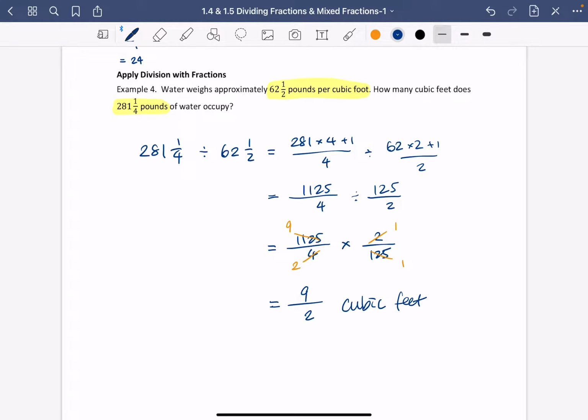All right. So this is a word problem. You guys will always need to put down the unit. Okay?